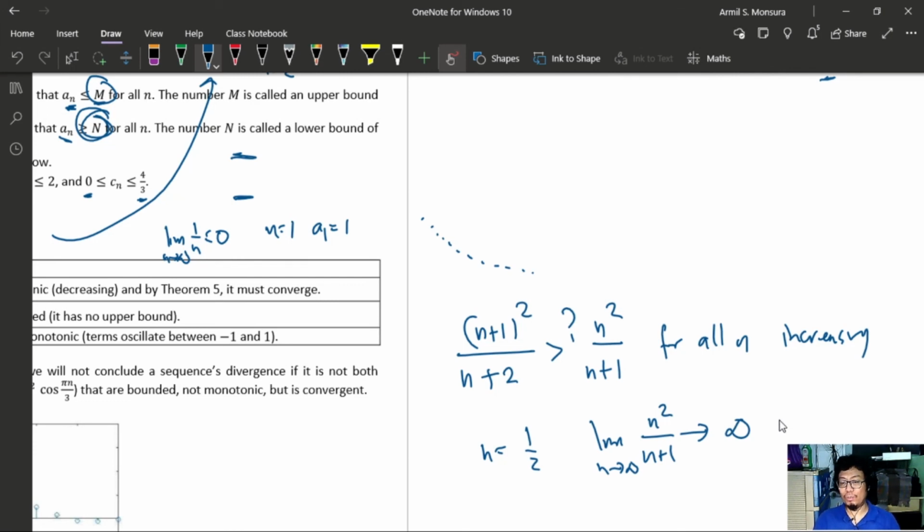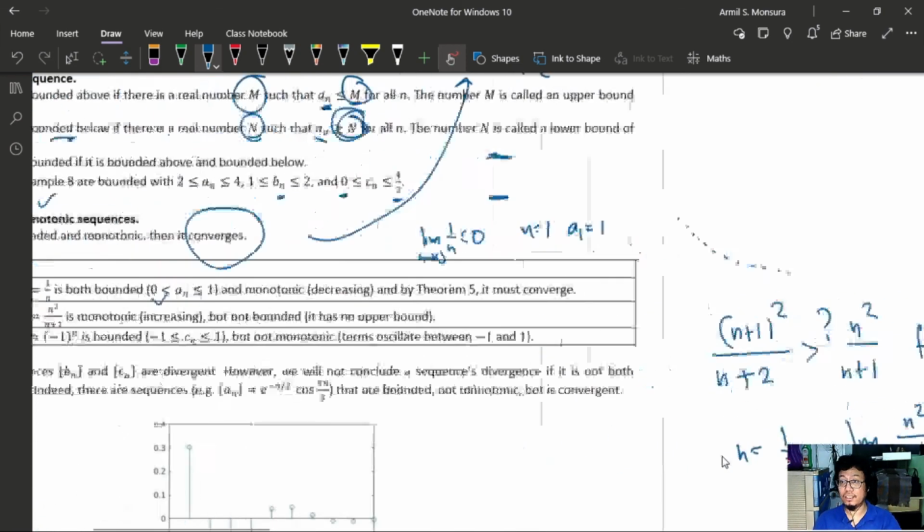We call a sequence having no upper bound an unbounded sequence. So it is monotonic, but not bounded. So therefore, this is a divergent sequence.